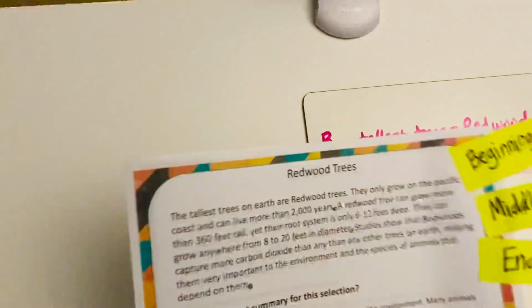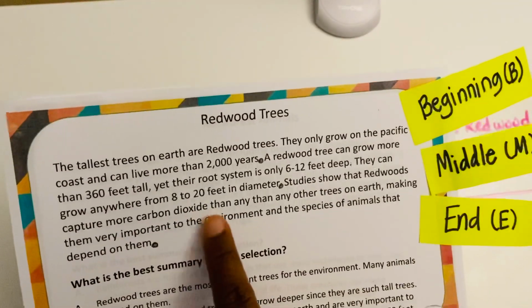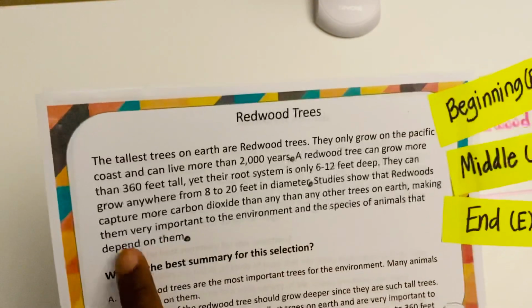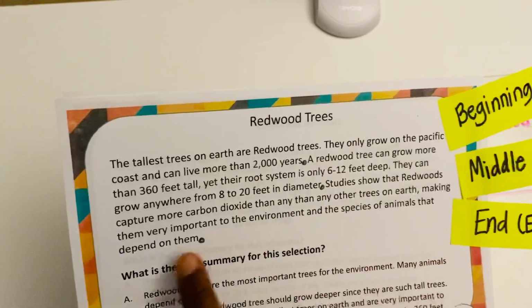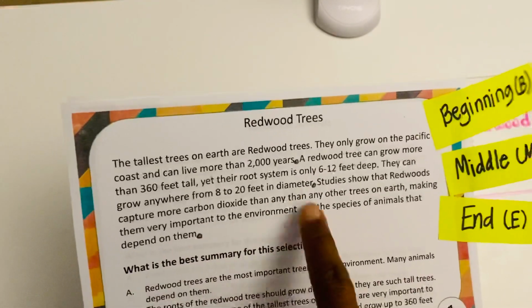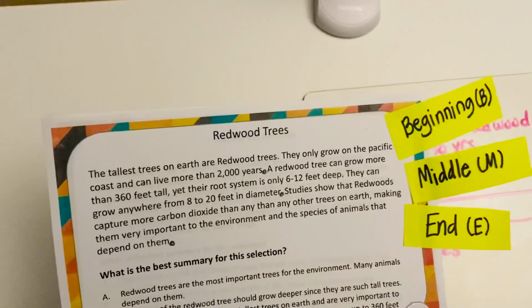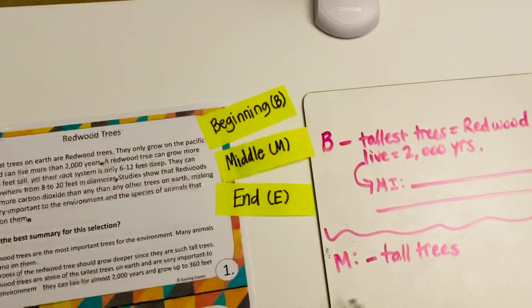And I could probably synthesize and merge those when I write my final summary. Okay, last one. Here we go. Studies show that redwoods capture more carbon dioxide than any other trees on Earth, making them very important to the environment and the species of animals that depend on them. Now, this is important. It's saying that they help the environment and helps the animals because the animals depend on them.